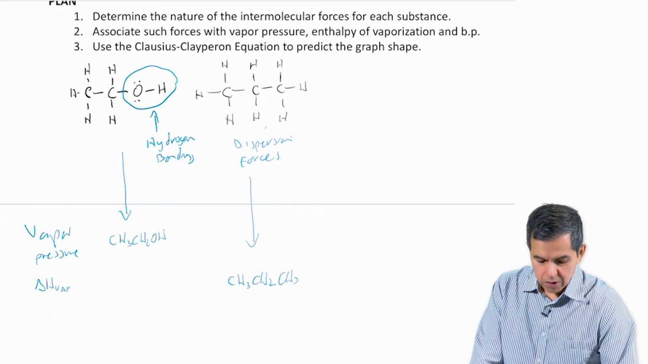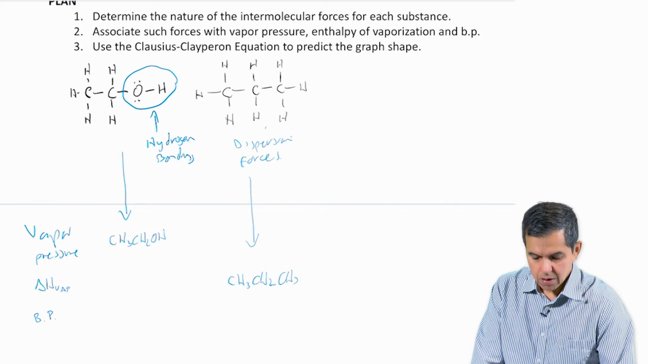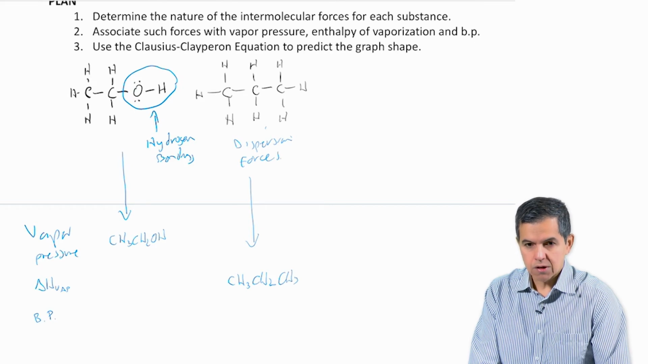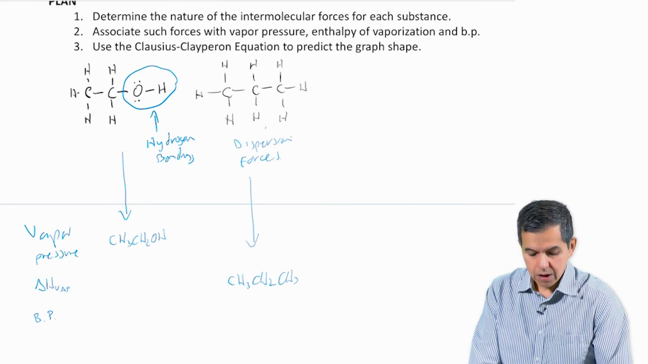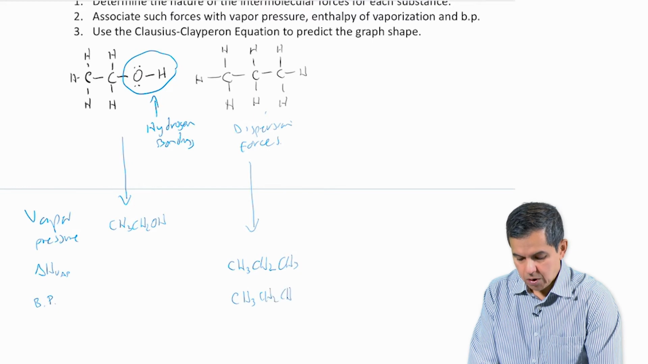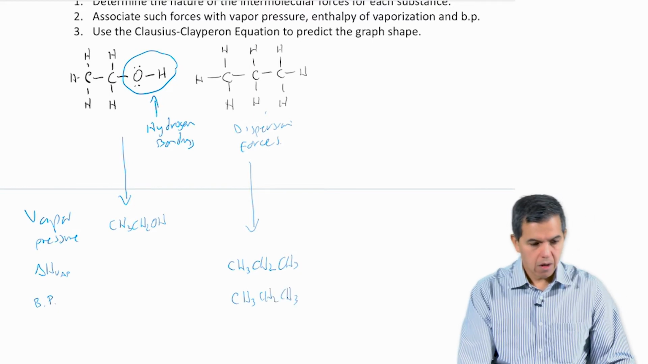For boiling point, again, the one that has the weakest intermolecular forces is the one that is going to boil first. So therefore, in this particular example, it is n-propane that will boil first.